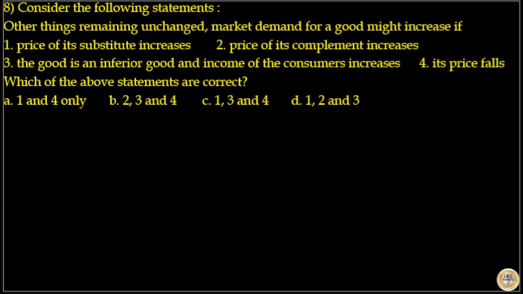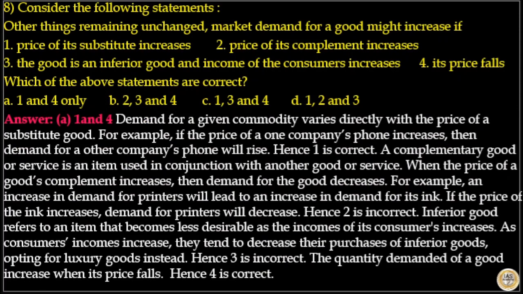Next is, consider the following statements. Other things remaining unchanged, market demand for a good might increase if: 1. the price of its substitute increases; 2. the price of its complement increases; 3. the good is an inferior good and income of the consumer increases; 4. its price falls. Which of the above statements is or are correct? Here the answer to this question is option A, 1 and 4 are correct.